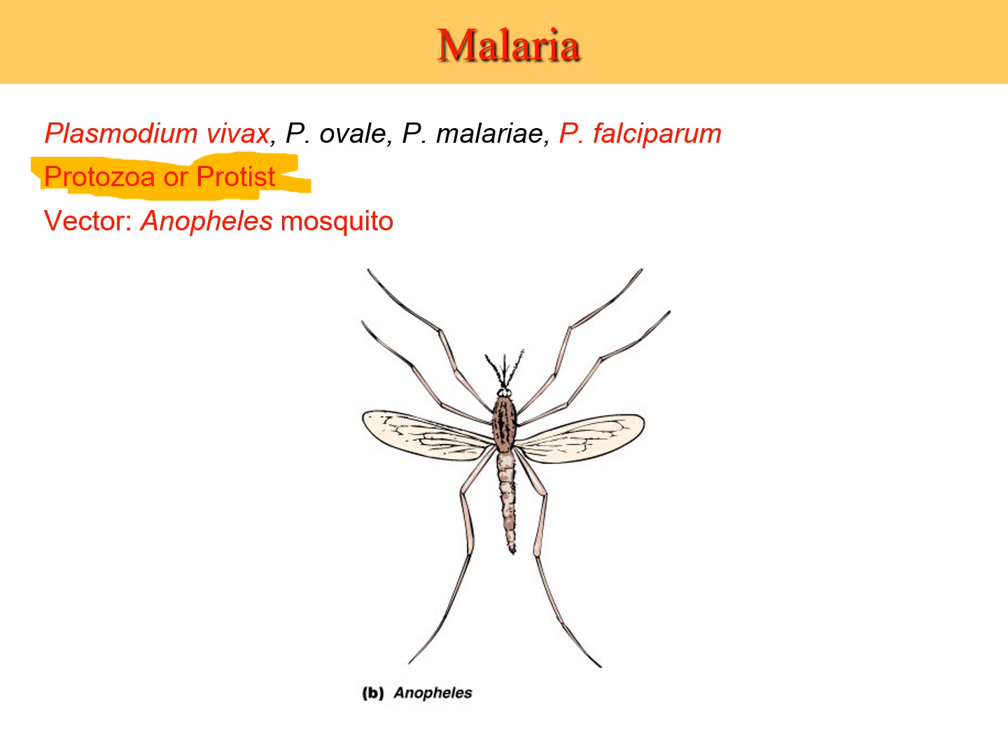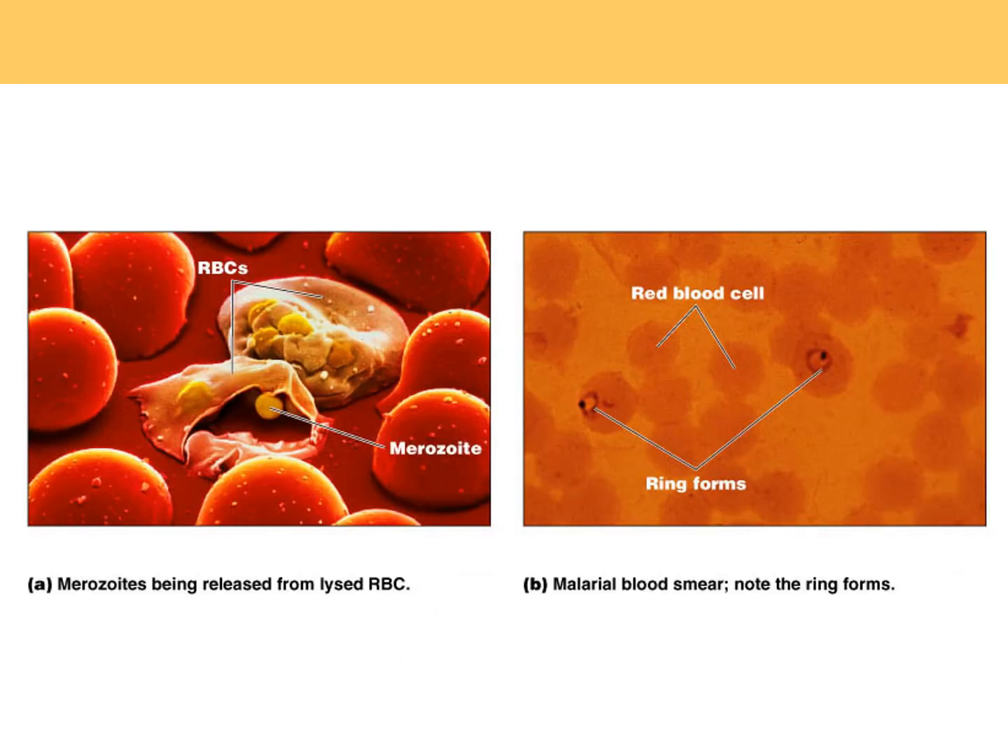This is malaria caused by the protozoa Plasmodium. That's the genus name. The two most commonly associated with the disease in humans are the species Vivax and Plasmodium falciparum. The vector in this case is a particular mosquito. And we've discussed it before.